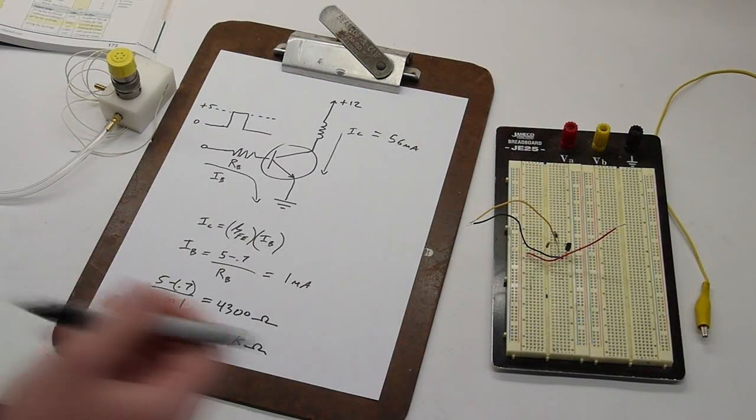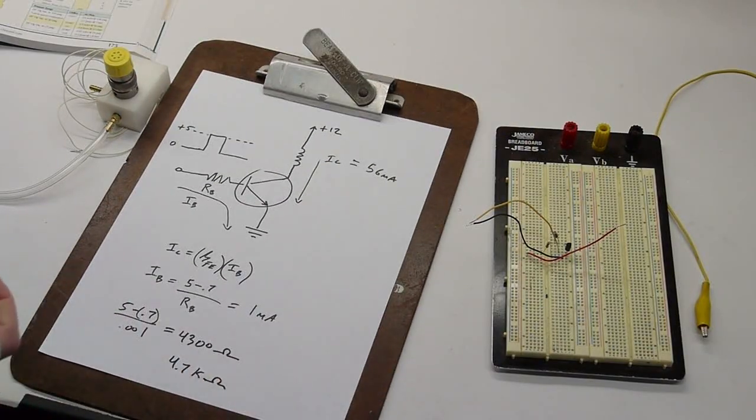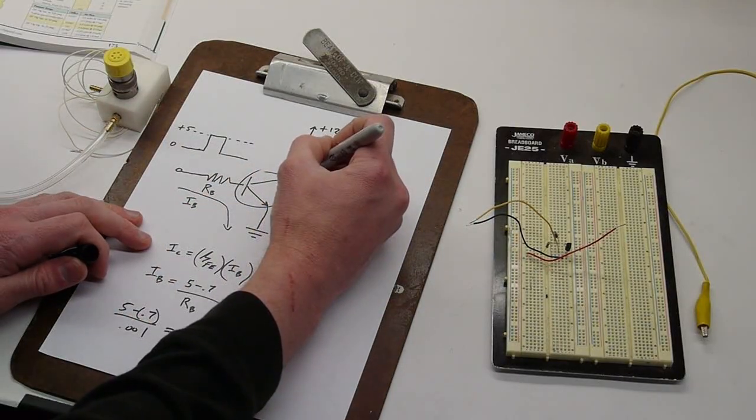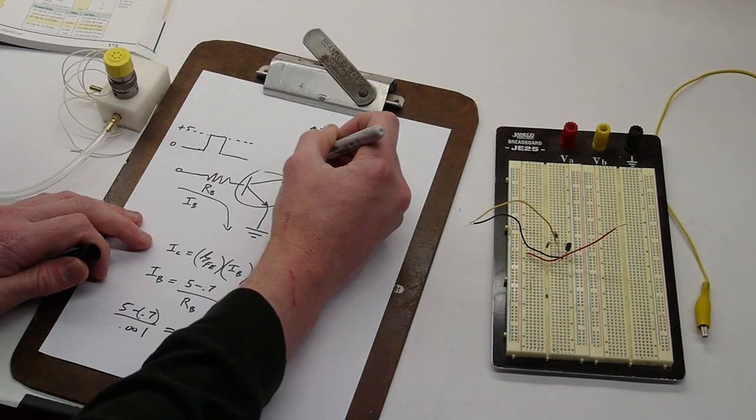So there's one other thing I wanted to add here. For this particular circuit, since we're switching a coil, it's actually very important that we add a clamp diode. And that's going to look like this.